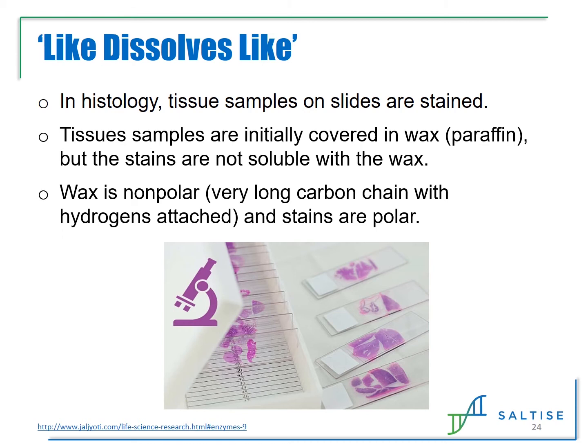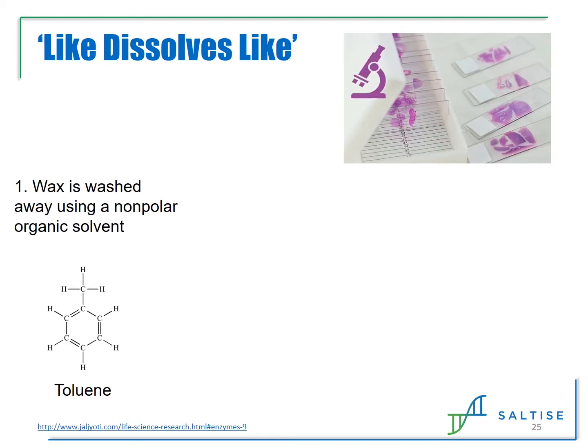The stain, on the other hand, are polar substances. This would mean the polar stains would not be able to penetrate the nonpolar wax in order to reach the tissues, since the stain and wax would not mix. So how does the stain reach the tissues?